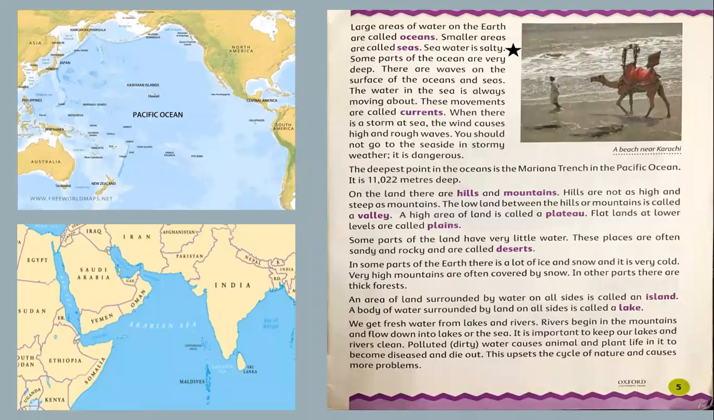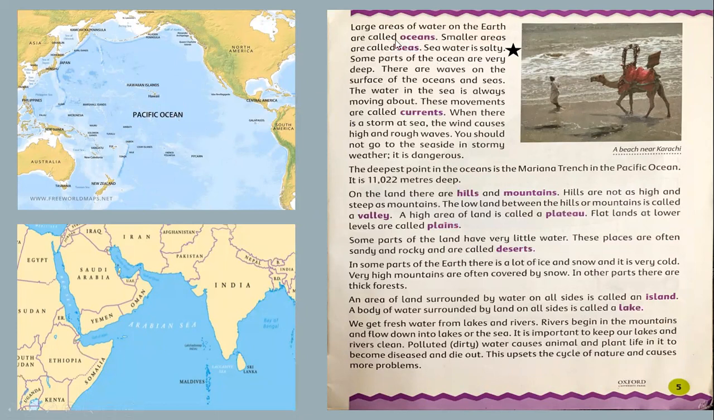Okay, now the next page, page number 5, we will continue our study. Reading we will continue. Look, large areas of water on the earth are called oceans. Smaller areas are called seas. Understand the difference? Sea water is salty. It's so salty. Many of you have experienced when you go to swim in the sea, that it's so salty. The river water is not salty, but the sea water is salty.